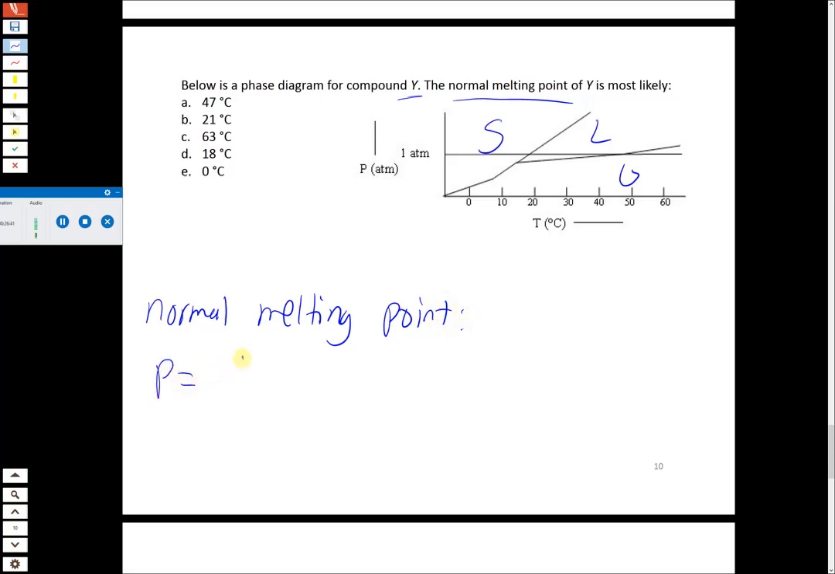One is that the pressure is 1 atmosphere. So anytime we say normal, whether it be melting point, boiling point, or sublimation point, if that's appropriate, we're talking about a pressure of 1 atmosphere. And then we're also talking about the transition between solid and liquid. Because remember, melting is referring to that phase change there, solid to liquid.